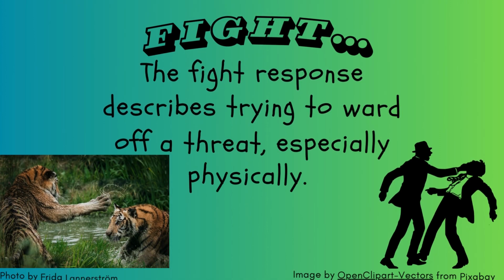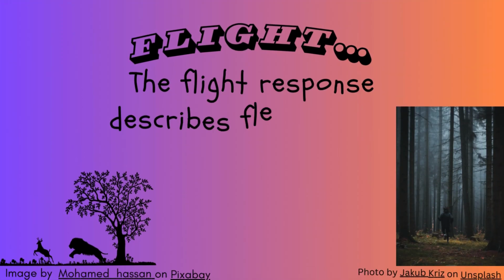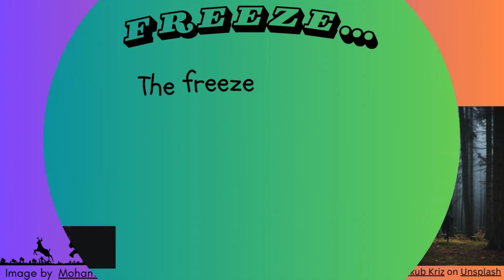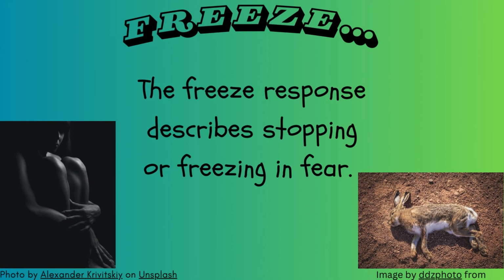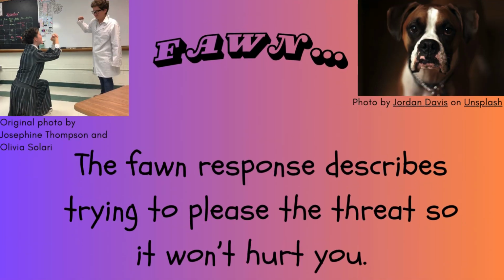The fight response is trying to ward the threat off, especially physically or by showing strength. The flight response is trying to escape the threat. The freeze response describes stopping or freezing in fear. This could mean either playing dead or being physically immobile because of your fear. The fawn response describes trying to please the threat. This could mean bargaining for your safety or being extra kind to the threat.